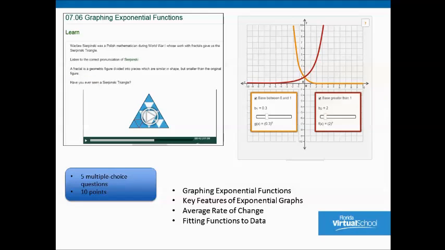706, graphing exponential functions. The interactive on the right-hand side allows the students to see the difference between exponential functions when the base is a decimal and when the base is greater than 1. They'll use the sliders to see the difference in the two. The assessment for this lesson is 5 multiple choice questions for a total of 10 points.